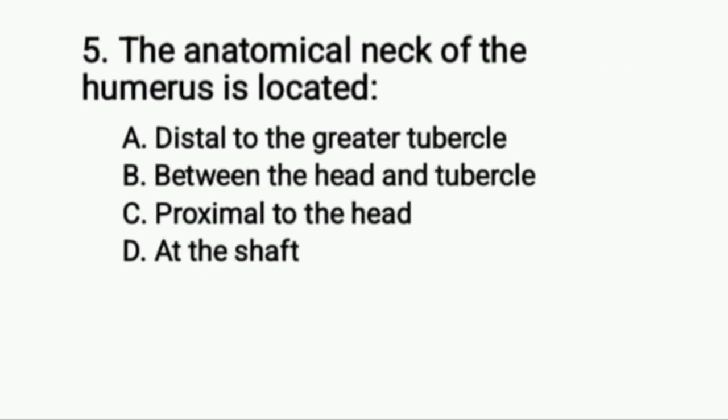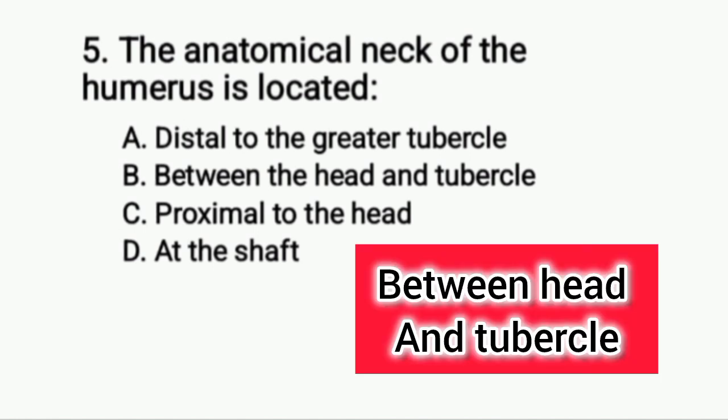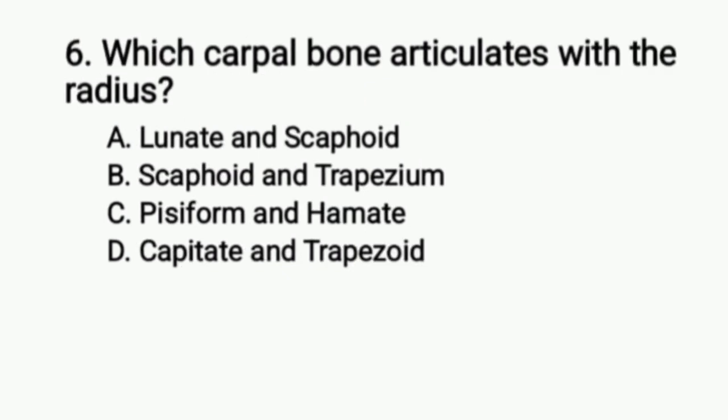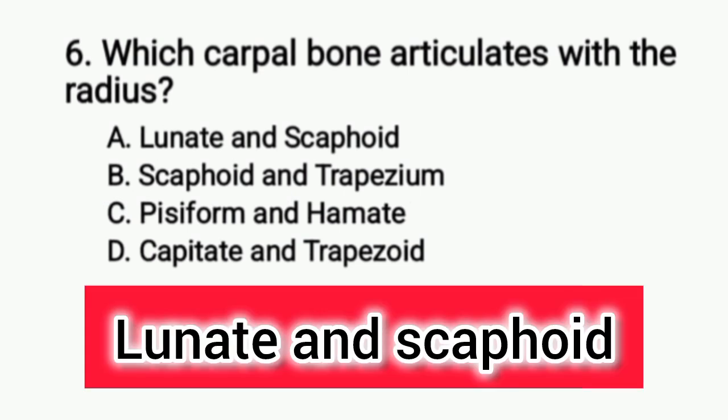The anatomical neck of the humerus is located on which? So the correct answer is option number B, between the head and the tubercle. Which carpal bone articulates with the radius? The correct answer is option number A, lunate and scaphoid bone.